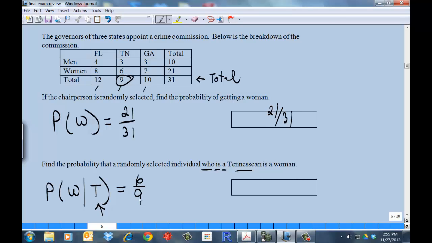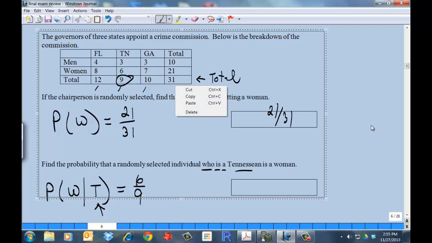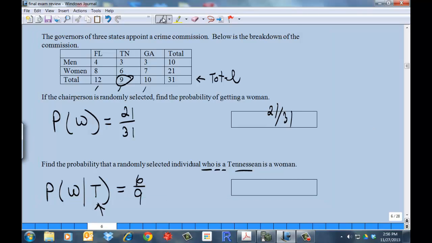This is kind of called a reduced sample space because we go from a total of 31 individuals down to only the 9 individuals from Tennessee. So the question, the probability is 6 out of 9.